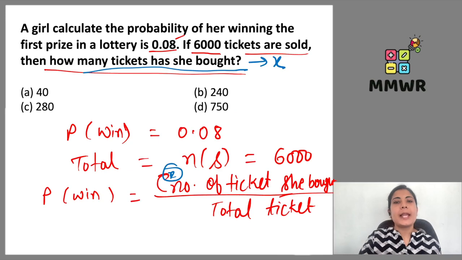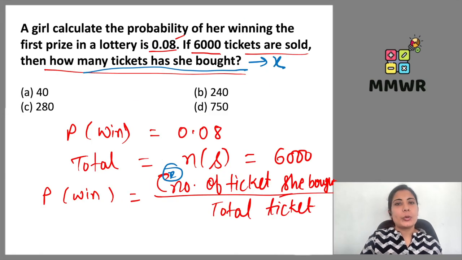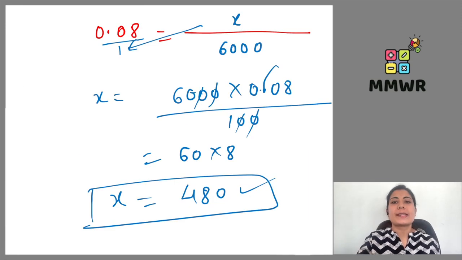That means the girl has purchased how many tickets? 480, right? Which is not in the options. So let me make this 480. This will be the right answer. Okay, so 480 has to be the right answer, which was not there, so I consider option A to be the answer. 480. Okay, so how many tickets had she bought? She bought 480 tickets. Okay.